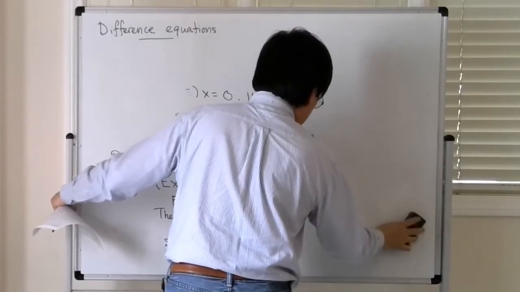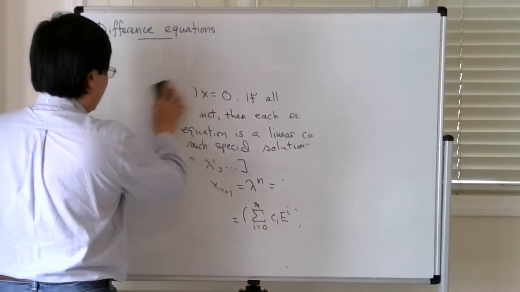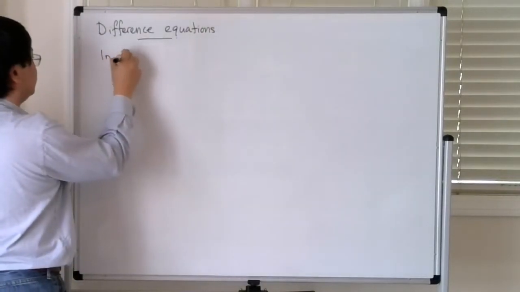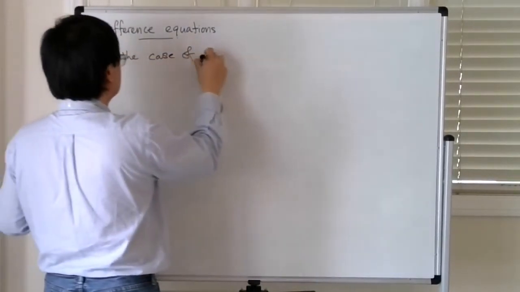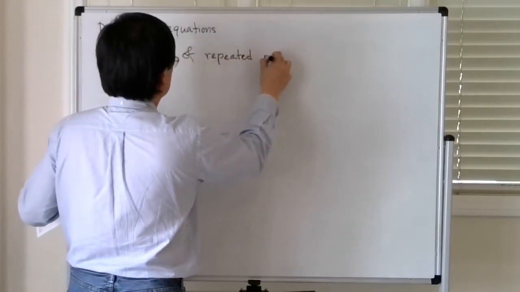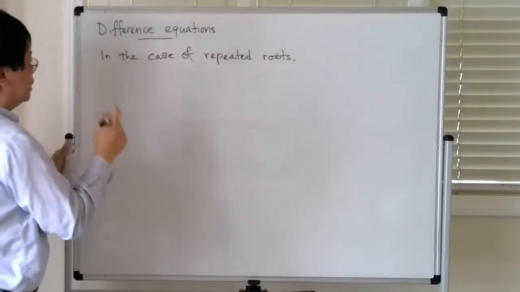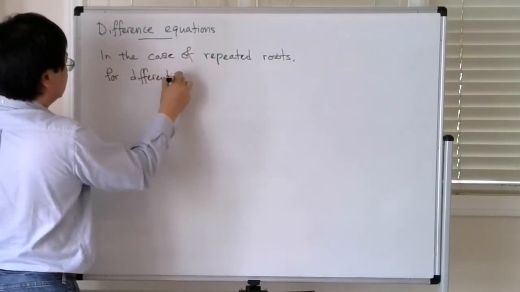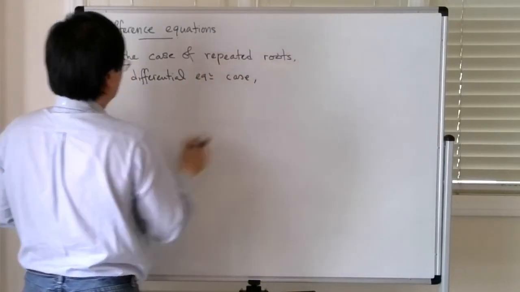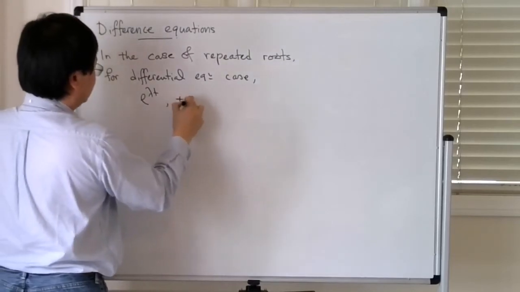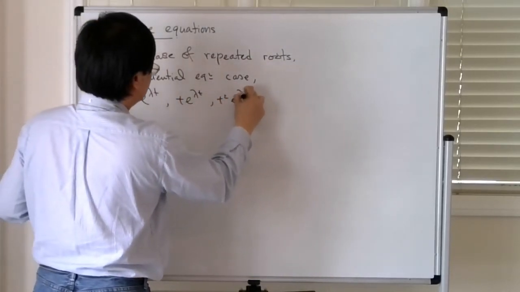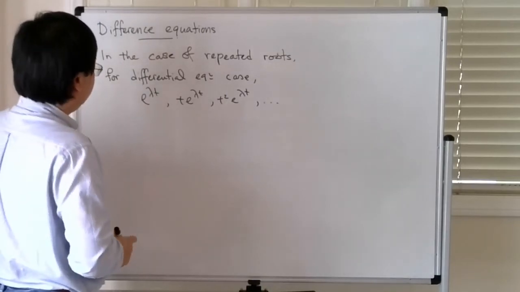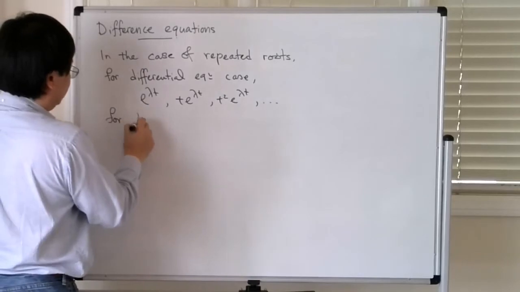Again, I'm going to appeal by analogy to what happens in the linear differential equation case. You might recall that in the case of repeated roots for the differential equation case, instead of just having e to the lambda t, you have t e to the lambda t, t squared e to the lambda t, and so on. How many of these terms you take depends on the multiplicity of the root.